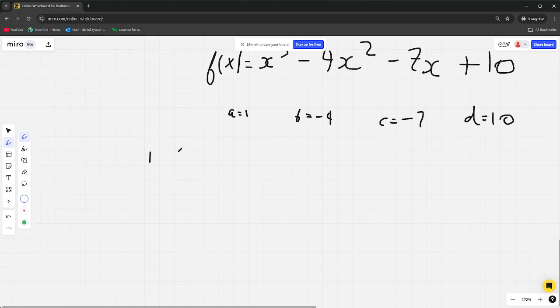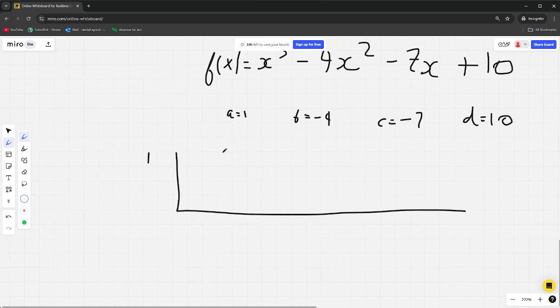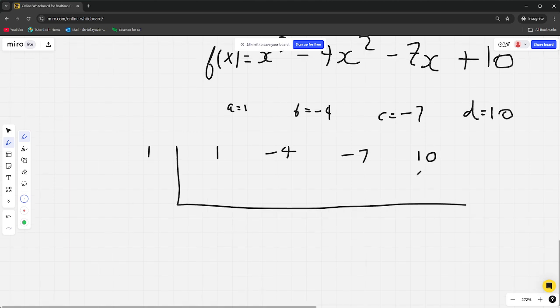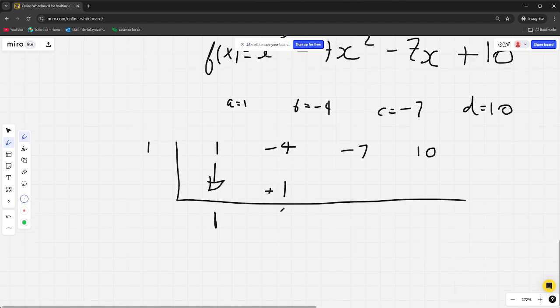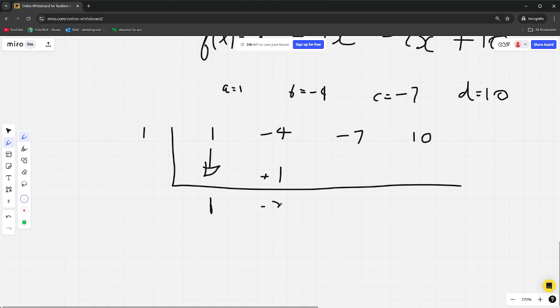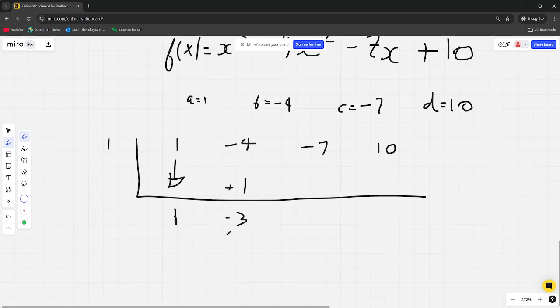So let's set up our synthetic division chart, which looks something like this, and we just line up all our coefficients. So we bring a down here, we bring b here, c here, and d here. Okay? Now, it's pretty simple. The 1 automatically comes down, okay? And then we have to multiply the 1 by whatever number's up here. So 1 times 1 in this case is just going to be 1, right? And now we have negative 4 plus 1. Cool? And we add these numbers. Negative 4 plus 1 is negative 3. Okay? And now we have the number back down here.